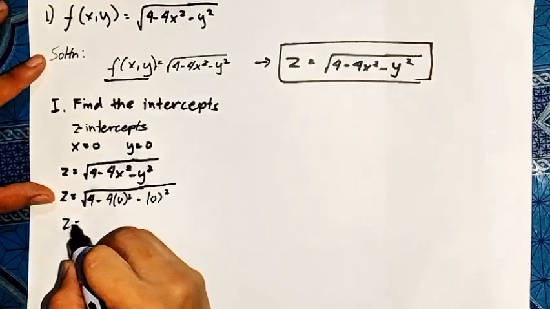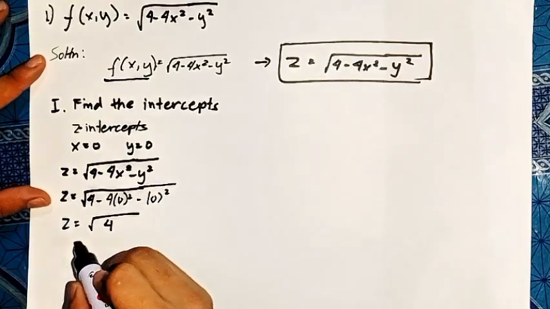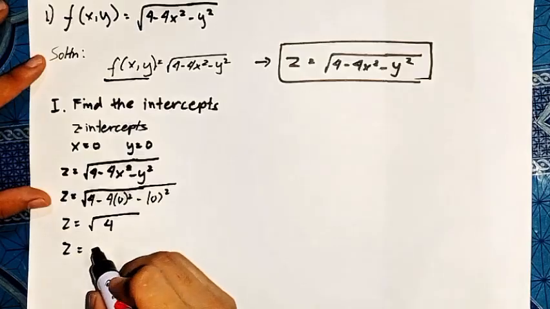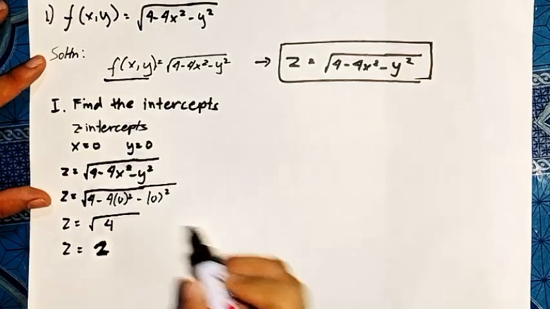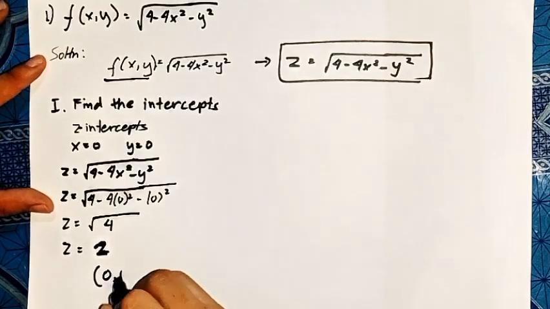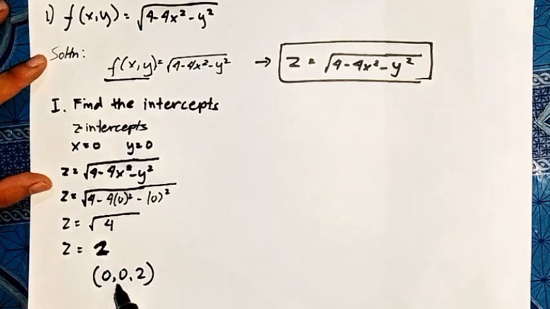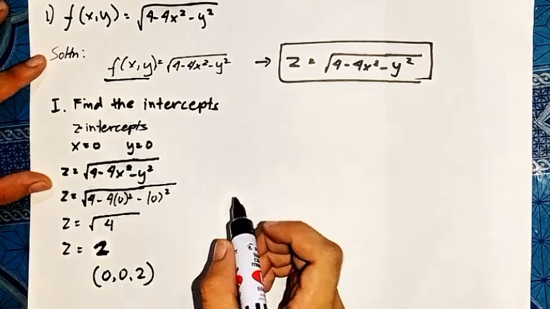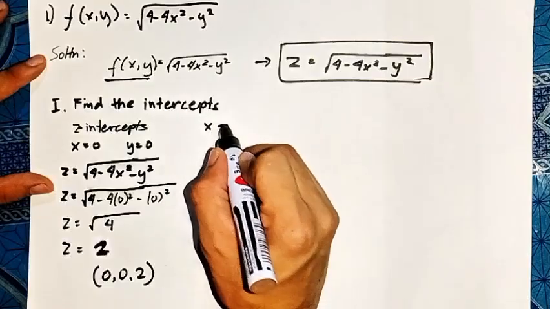Now, z now is equal to the square root of 4. Now, the square root of 4 is 2, right? So, z is equal to 2. So, we have (0, 0, 2). This is the x, this is the y, and this is z. Next, we're going to find the x-intercepts.